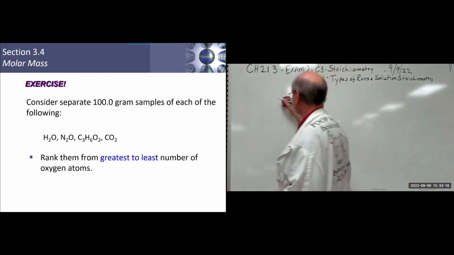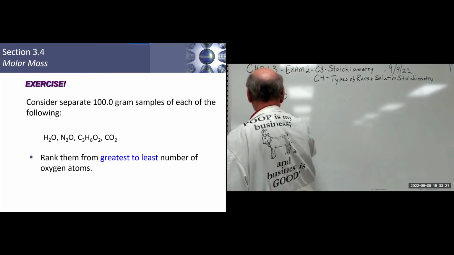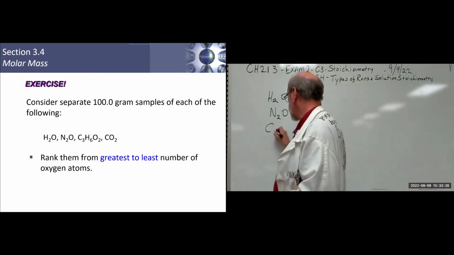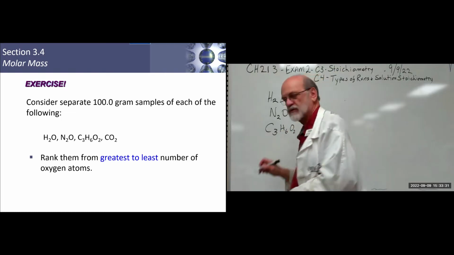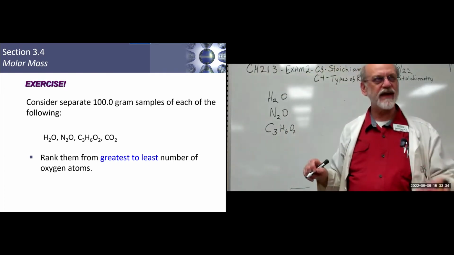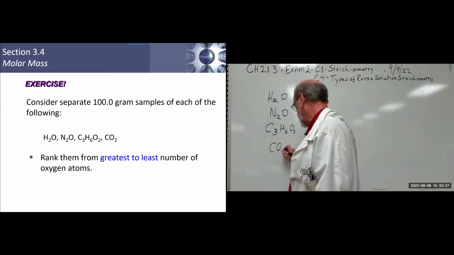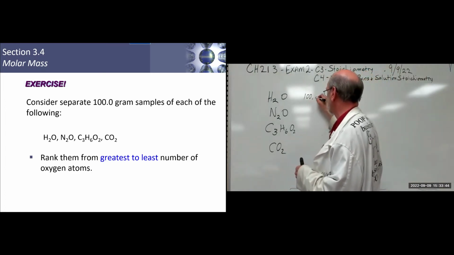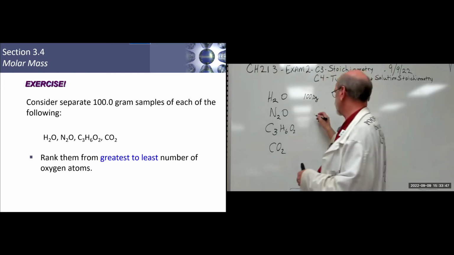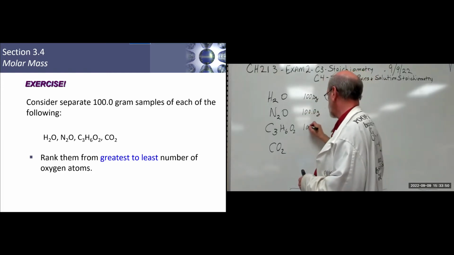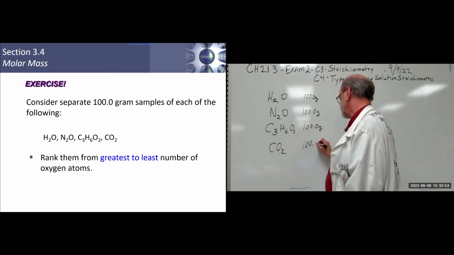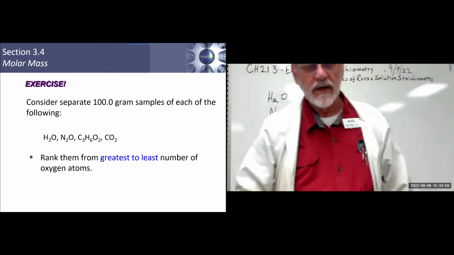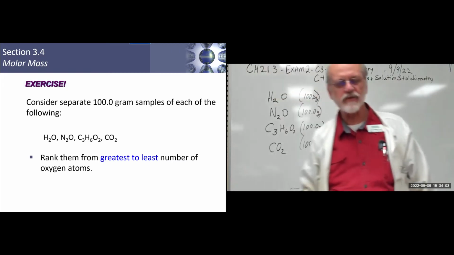So if we've got water, dinitrogen monoxide, laughing gas, that's nitrous oxide, C3H6O2, which is probably propionic acid. It's a fatty acid. And carbon dioxide. You've got 100-gram samples of each one. All right. So what do we need to convert these to answer the question? Rank them from greatest to least numbers of oxygen atoms.